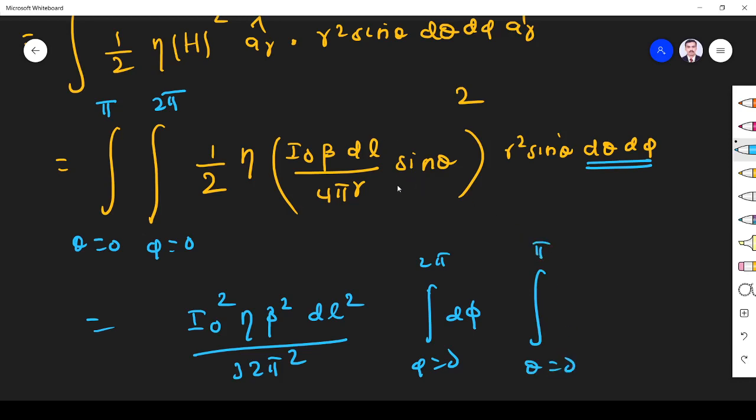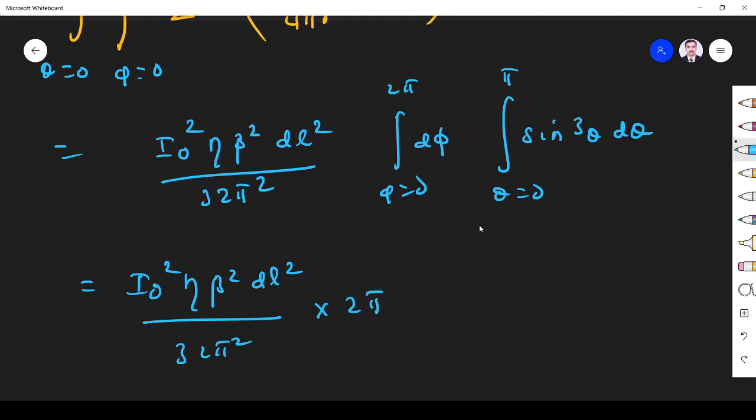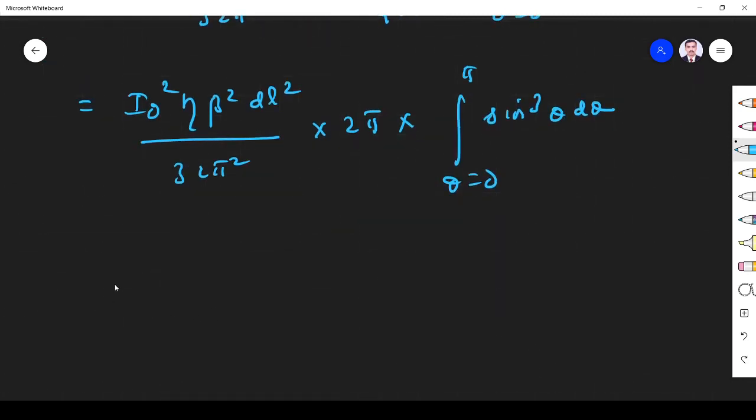What is the theta component? Sine squared theta into sine theta, so sine cube theta d theta. Now simplify: I naught squared eta beta squared dl squared divided by 32 pi squared, the integral of d phi from 0 to 2 pi is 2 pi only. Here I have to integrate theta from 0 to pi of sine cube theta d theta. I take that one separately and find the answer.